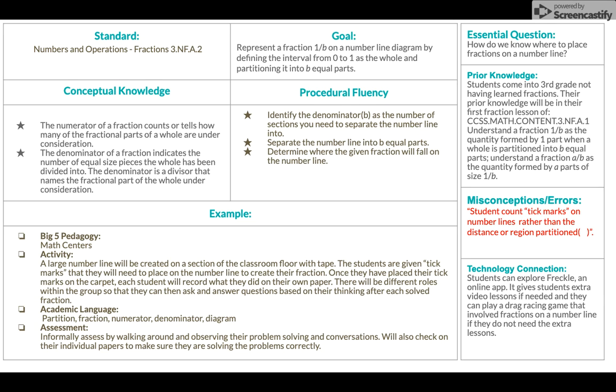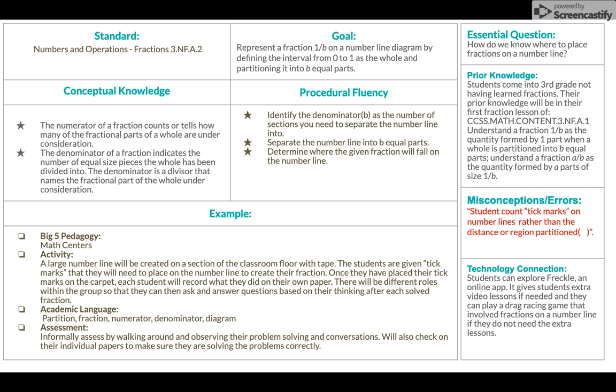Some of the academic language they need to focus on is partition, fractions, numerator, denominator, and diagram, because that's what they're working towards with the fractions. In order to assess them, it's going to be very informal for this one. The teacher will be walking around and being able to observe, and they'll also be able to use their students' minds to help them figure out where they're going or how they're doing with this.